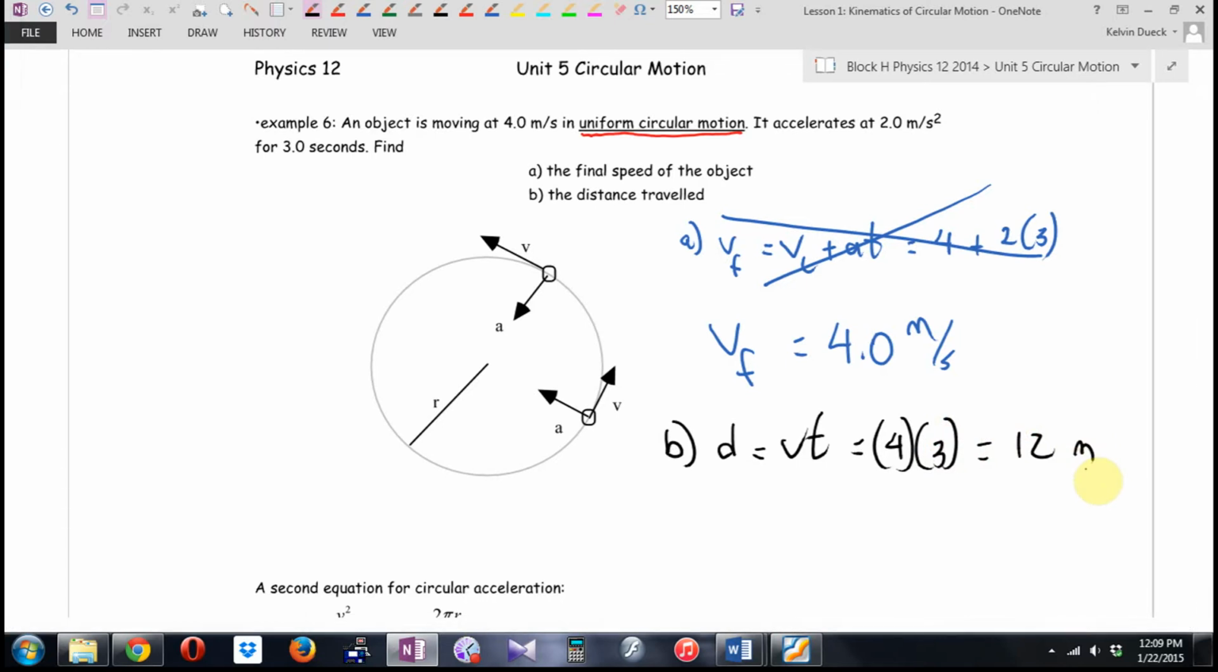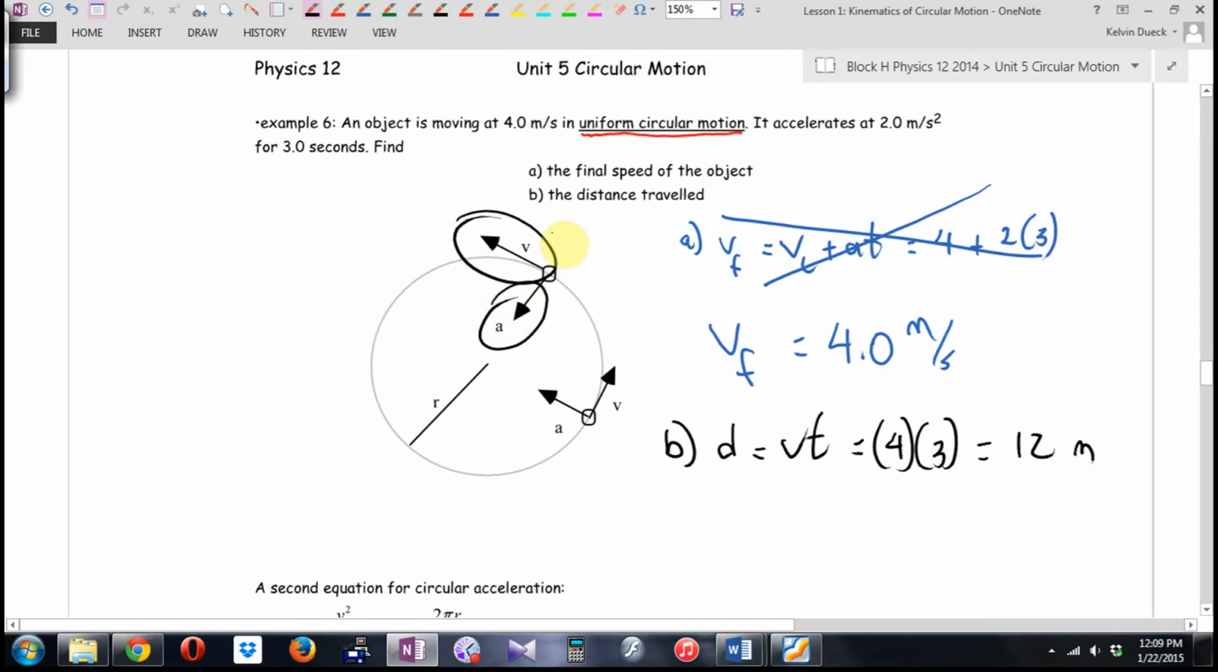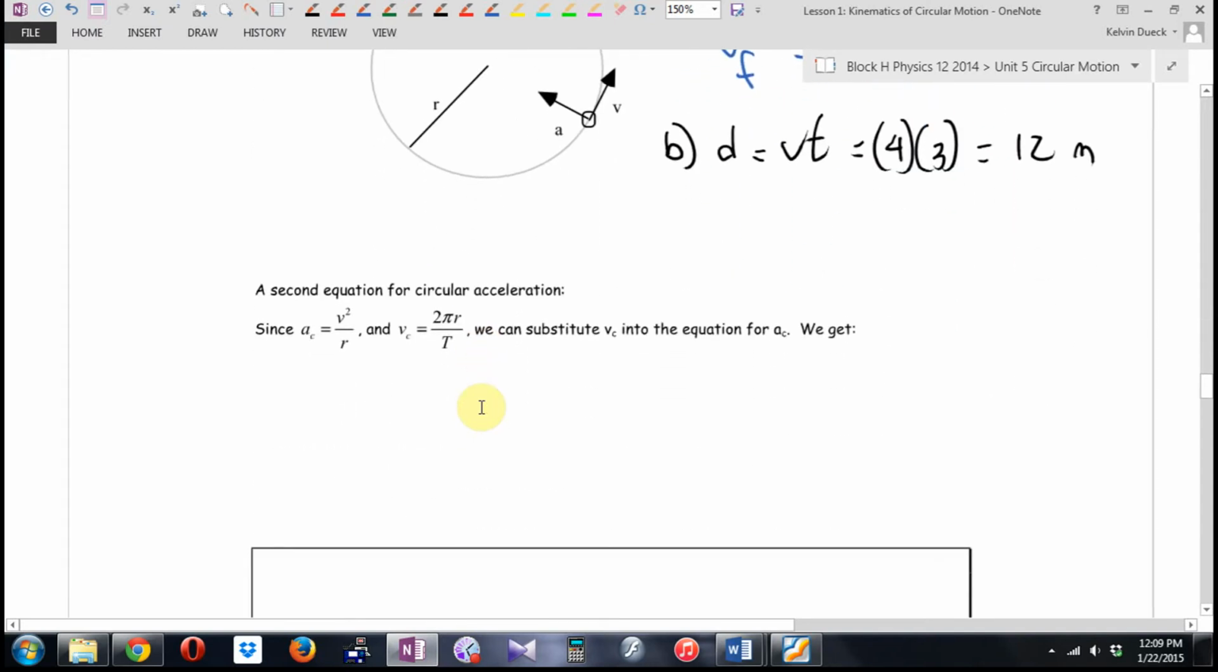The other reason, Jake, that I can't use A: look at the vectors. These are not in the same direction. How dare you put one into the equation of the other? This goes back to my Unit 1 rant about how dare you put a horizontal into a vertical or a vertical into a horizontal. There's a second equation for circular acceleration. In fact, I almost use the second one more, and I'll tell you why in a second.